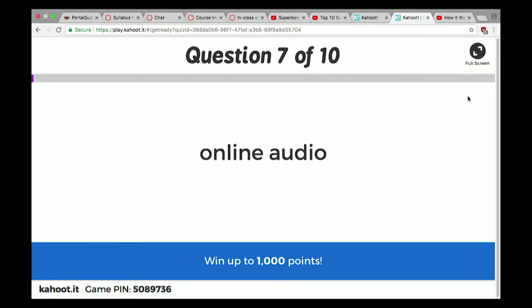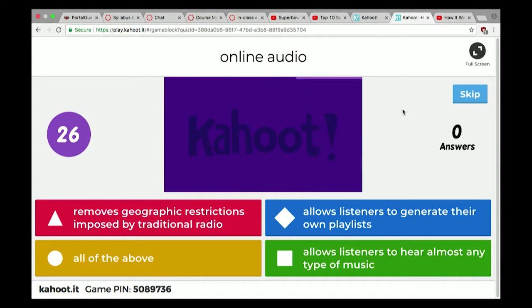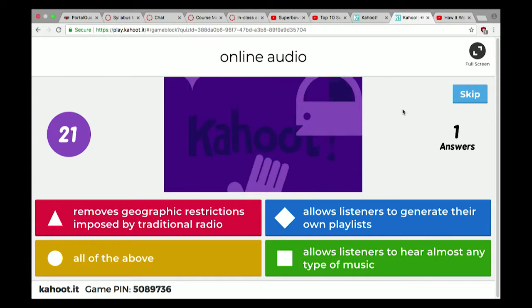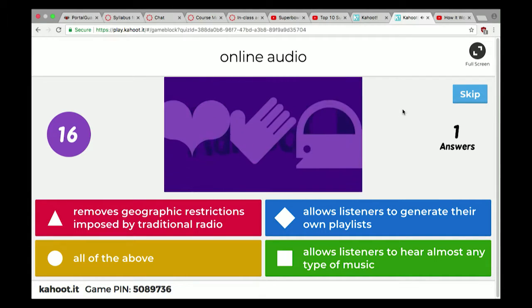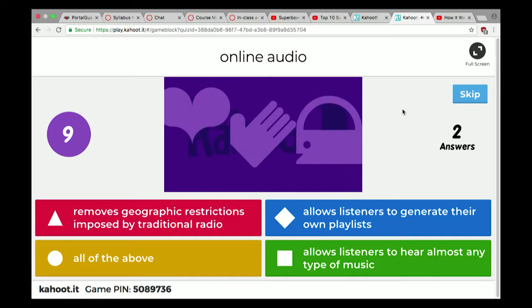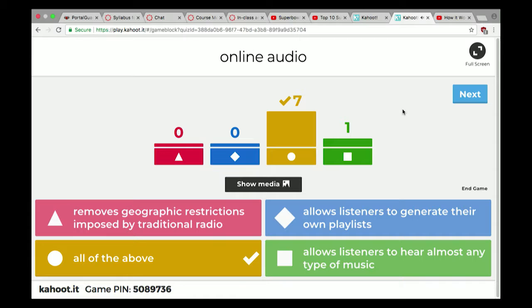All right, next up, online audio. Something about online audio does what? Online audio removes geographic restrictions imposed by traditional radio. That means you could get the same program all over the country. It allows listeners to generate their own playlists. It allows listeners to hear almost any type of music. And the other option is all of the above. I think they're all true. All right, seven people got it correct. All of those things are true about online audio.